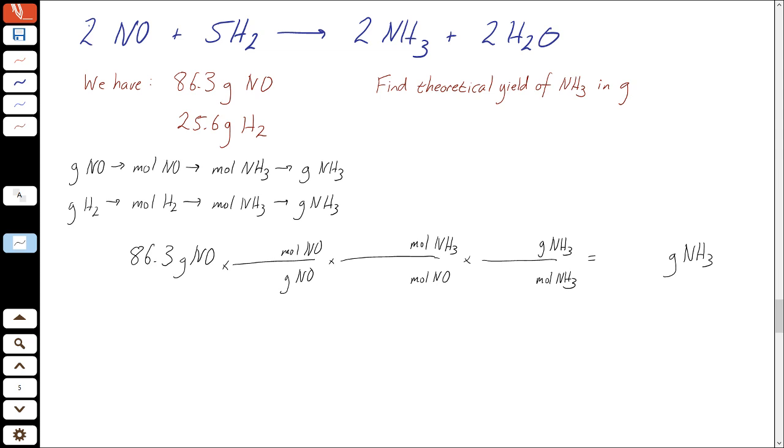So the molar mass of NO is going to be, let's see, how many significant figures do we have here? 3. So we'll say 14.01 plus 16.00, which is 30.01 grams per mole. Then we're going to use those same numbers from the equation, 2 to 2, that we did before. And then the molar mass of ammonia is going to be 17.03 grams per mole, which we can calculate from the numbers there.